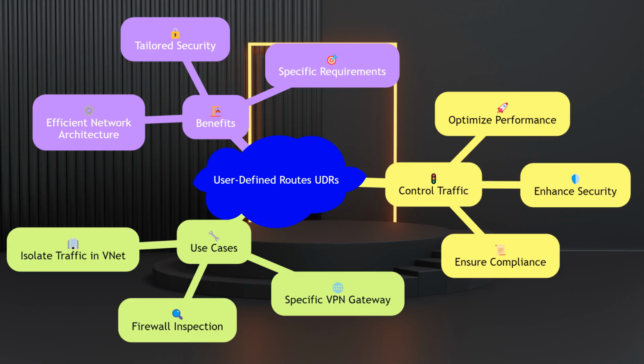User-defined routes, UDRs, provide greater control over network traffic, enabling you to optimize performance, enhance security, and ensure compliance with organizational policies. For example, you can use UDRs to route traffic through a firewall for inspection, direct traffic to a specific VPN gateway, or isolate traffic within a VNet. By configuring UDRs, you can create a more efficient and secure network architecture tailored to your specific requirements.